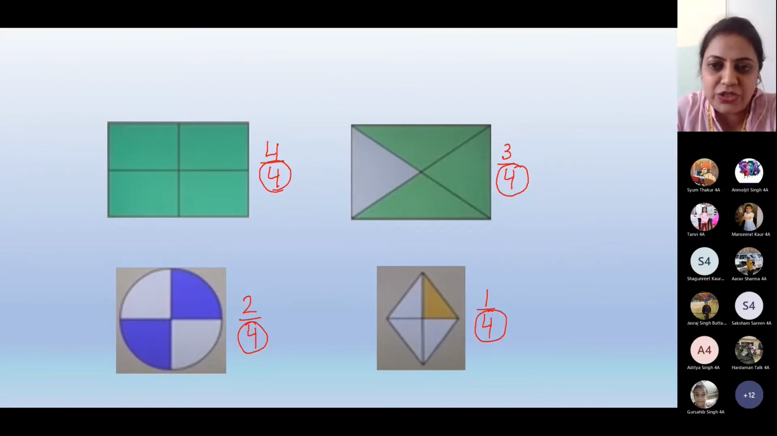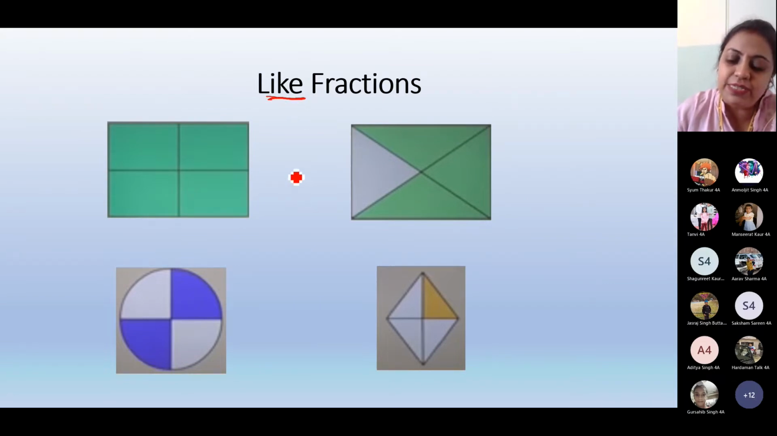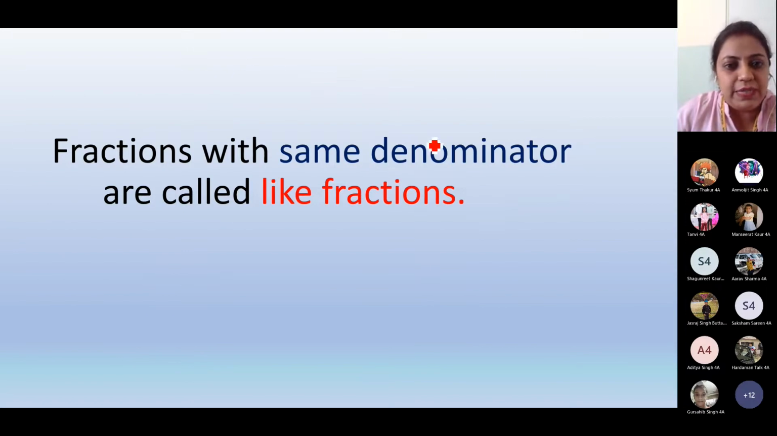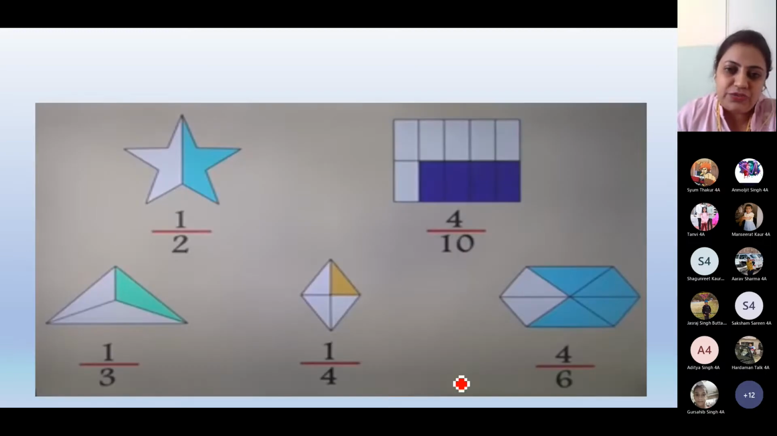Yes, so in all these fractions, denominators are same but numerator is different. So the fractions in which we have the same denominator are known as like fractions. So this is our first type of fraction, like fractions. Fractions with the same denominator are called like fractions. Examples are 1 by 6, 4 by 6, 2 by 6, 5 by 6, 3 by 6. Look, here we have the same denominator, that is 6. These are like fractions.